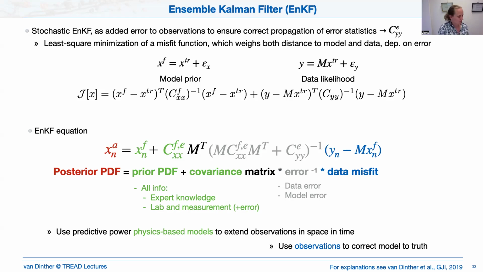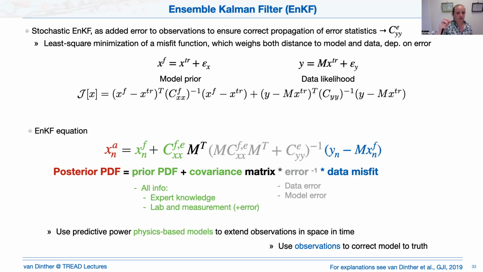But anyway, sorry. So how you're going to update your prior depends on the data misfit, and how to change the data is stored in the covariance matrix. The covariance matrix is given by the physics-based forward models, the ensemble of them, because these forward models know how the velocity at the Earth's surface relates to the velocity at the fault and the stress at the fault.